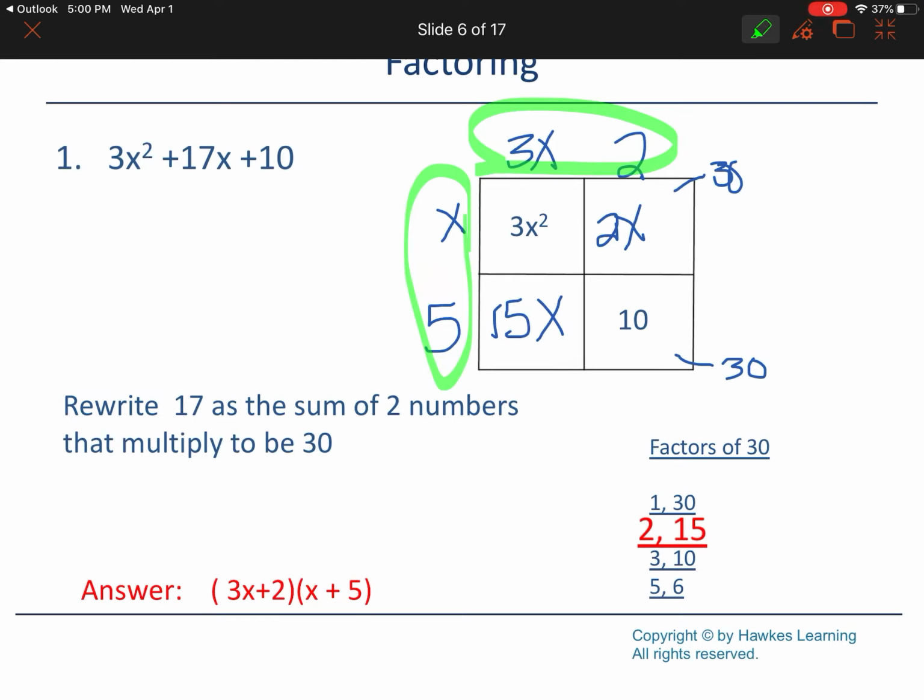Now, I don't always put the plus signs, but for sure, if you have a negative, you got to put the negative in there, right? So that's what we're doing.